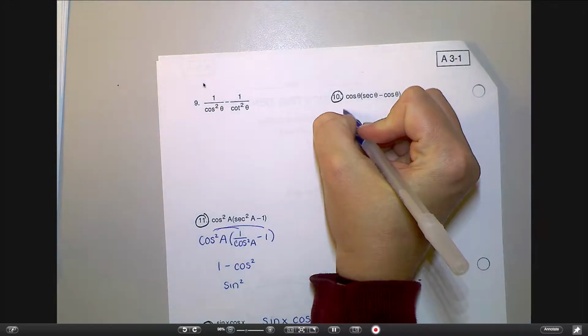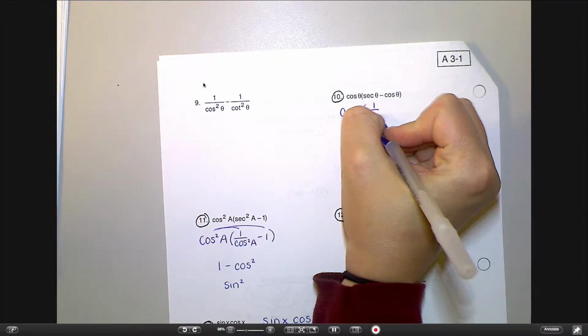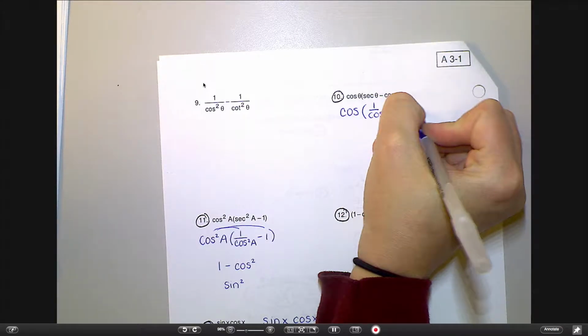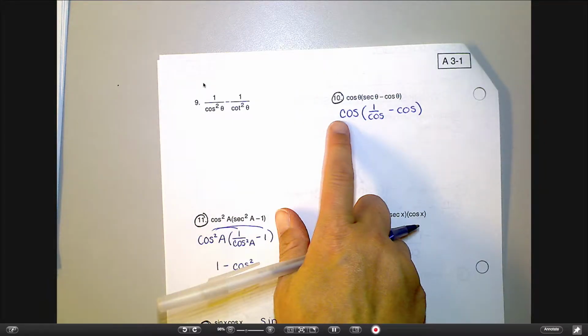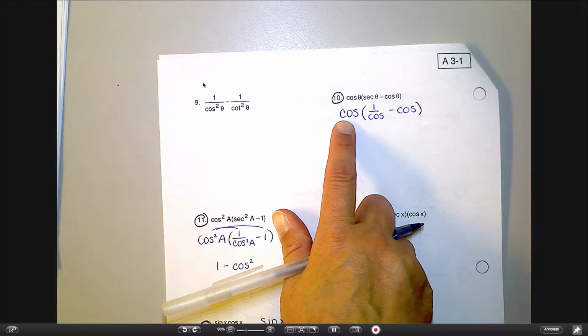Okay, so first thing I would probably do is take that secant and turn it into something with cosines. So I'm going to make this cosine times 1 over cosine minus cosine. What am I going to do with this cosine out front? Distribute. Yeah, distribute that cosine.